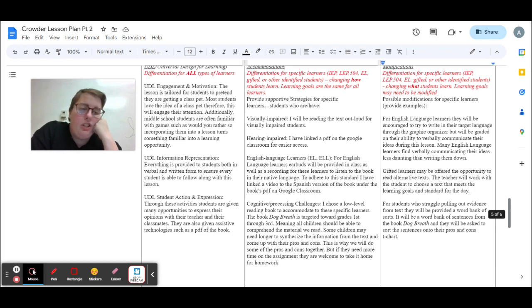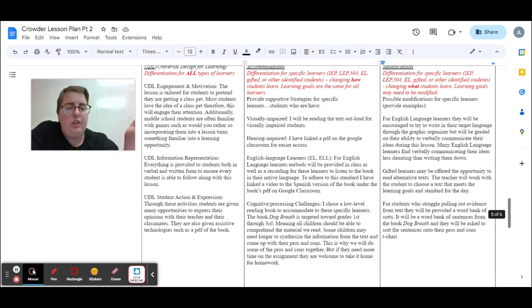Modifications for English language learners: they will be encouraged to try to write in their target language, which is English, but they do not have to. They will be allowed to write in Spanish or their native language.